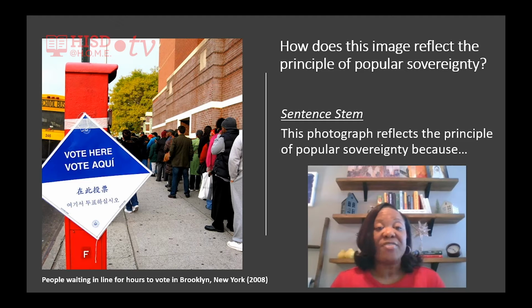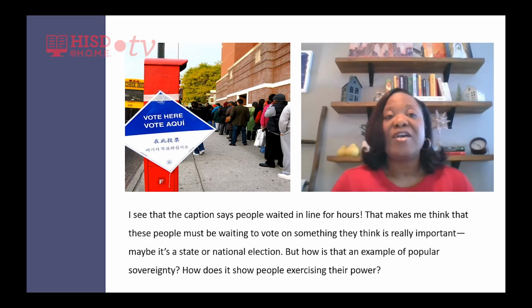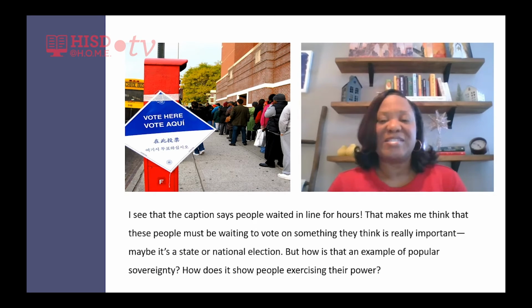So it looks like at the bottom of the photo it says people are waiting in line for hours to vote in Brooklyn, New York. And this was taken in 2008. So this makes me think that these people must be waiting to vote on something they think is really important. Maybe it's a state or national election. But how is that an example of popular sovereignty? How does it show people exercising their power?